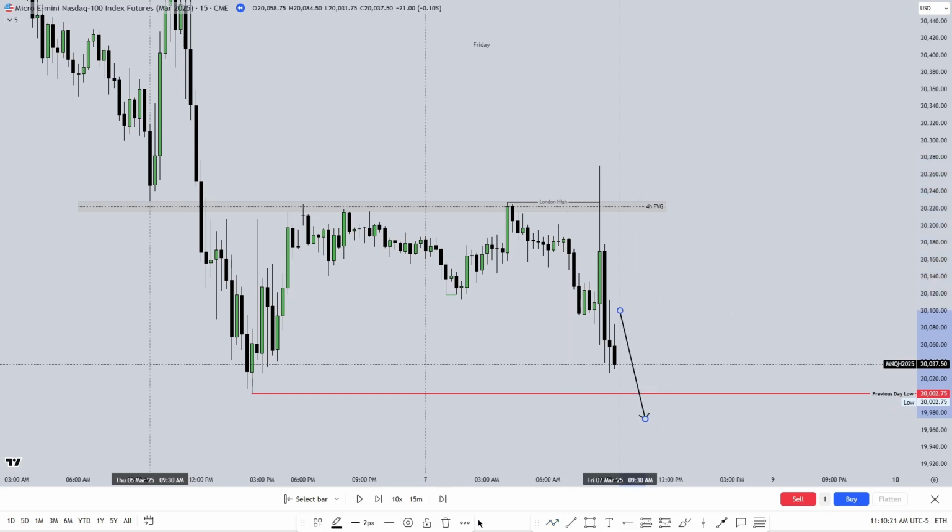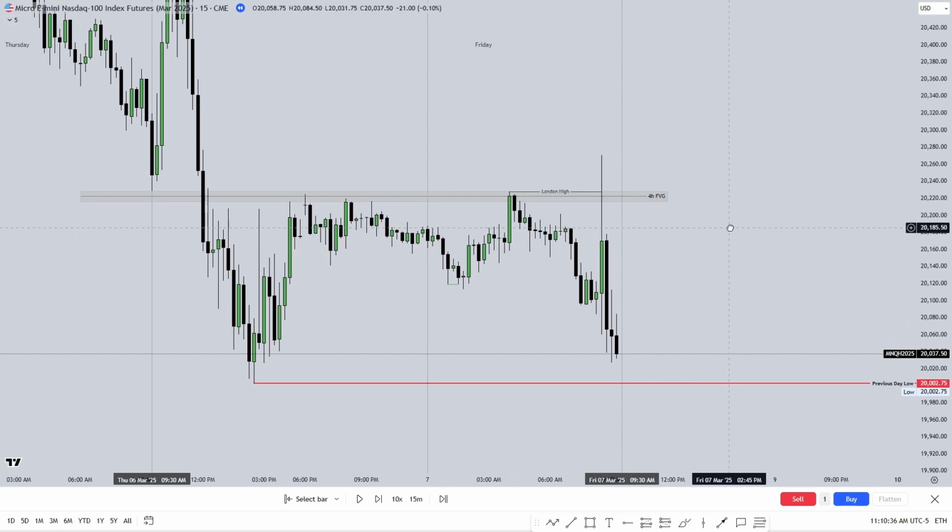That was my scenario that I was looking for. We could see retracement, but I just didn't want to see this high get taken right here because it had significance. It was taking London high, so it was taking session liquidity, and it was trading back into that 4-hour fair value gap. Okay, so this is all before 9:30 a.m.